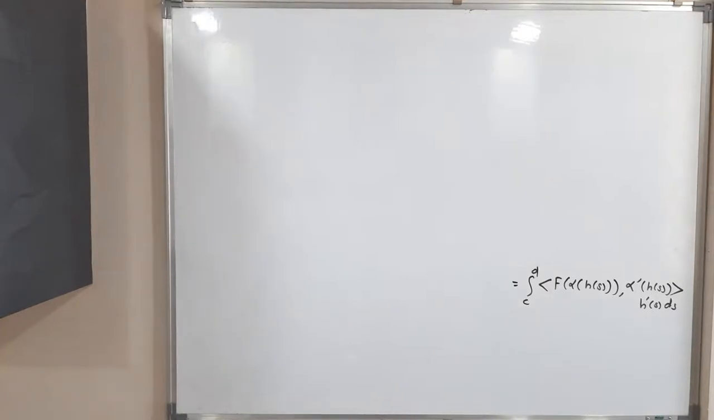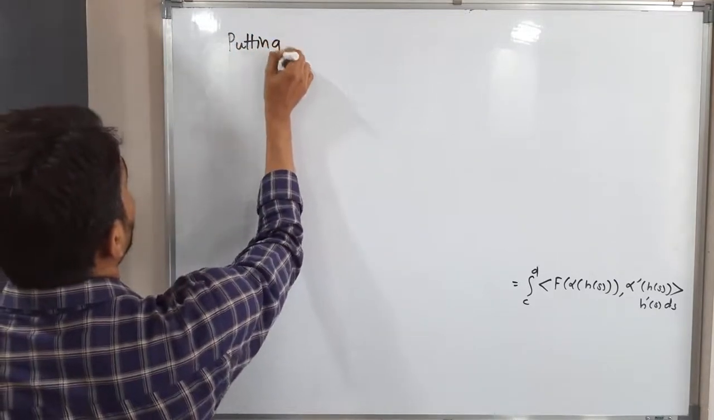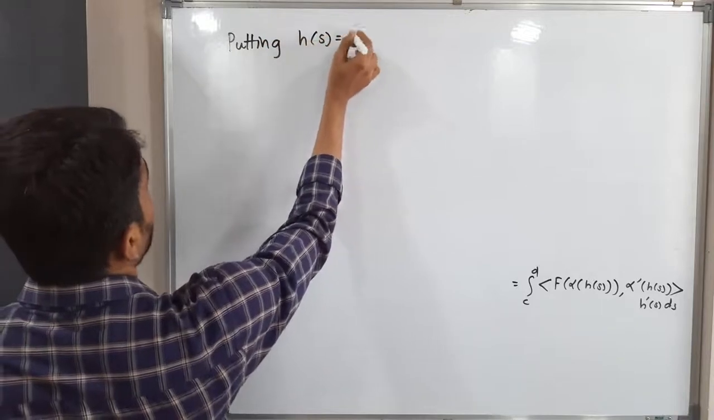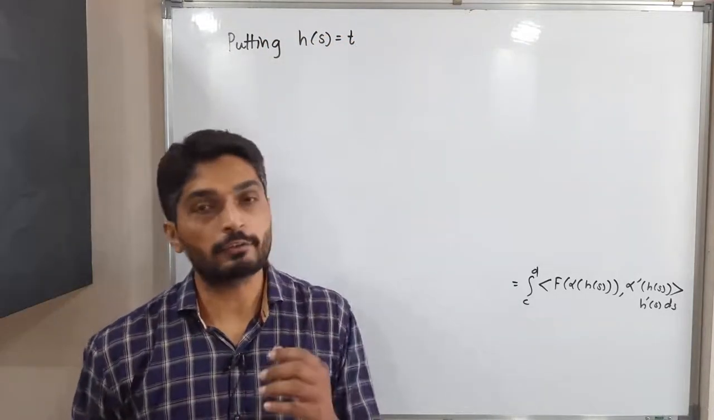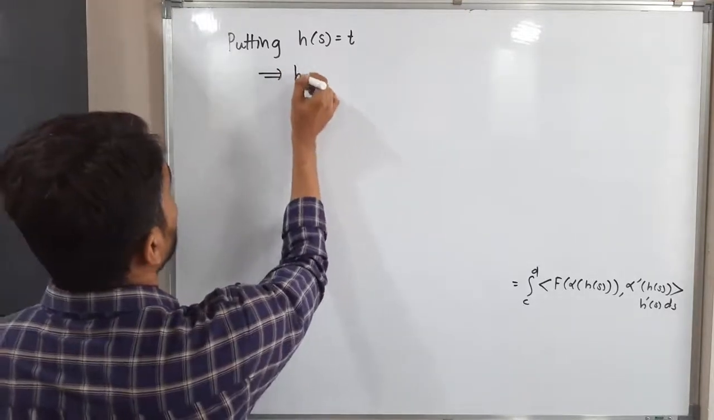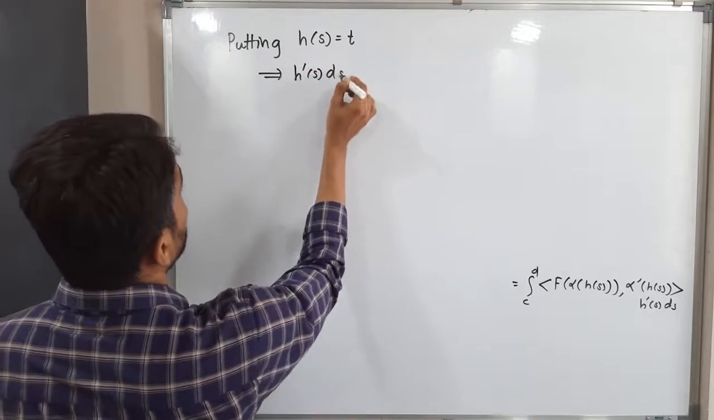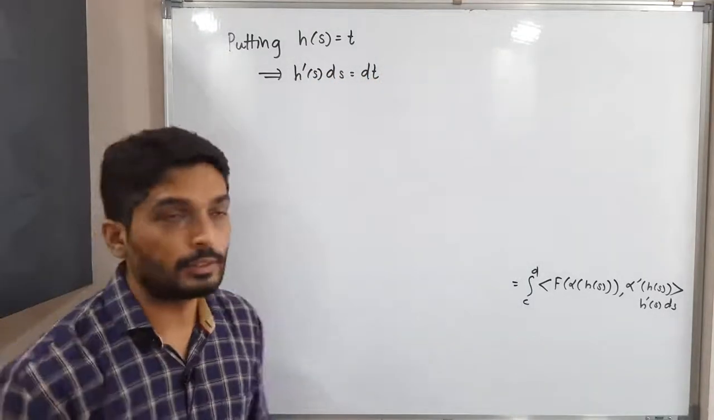So now to solve this integral, I am going to put something. Putting h of s is equal to t. You know that when we put anything, we have to find its derivative, and after that we have to find new limits. So its derivative is h dash of s ds, and derivative of t is 1, so I should write dt there. Getting? So let us find new limits.